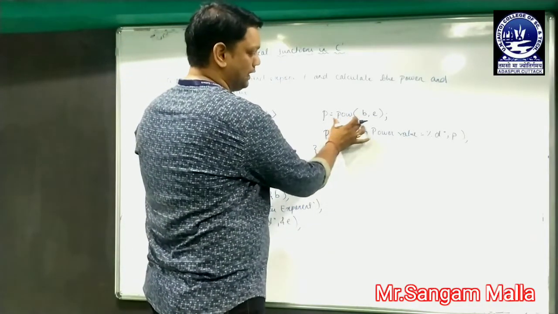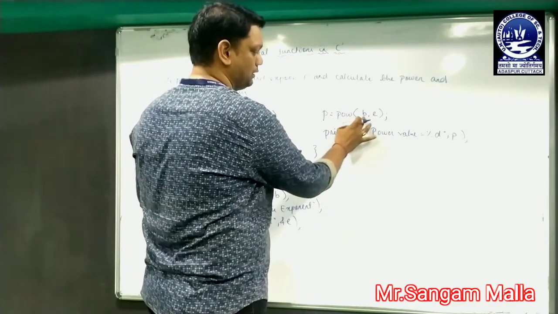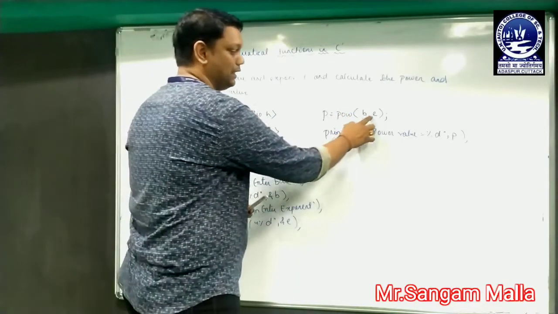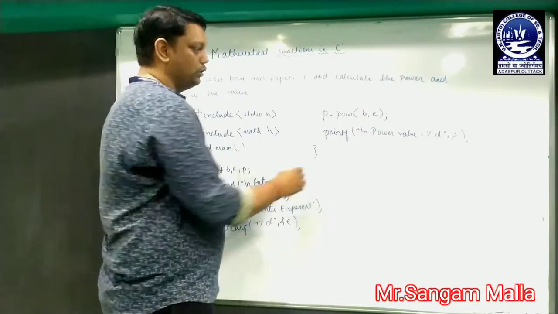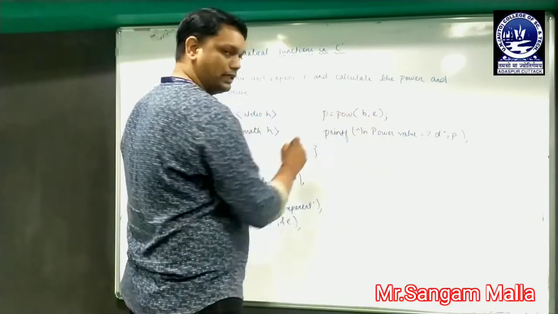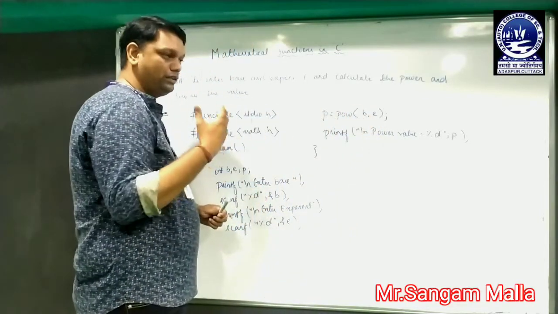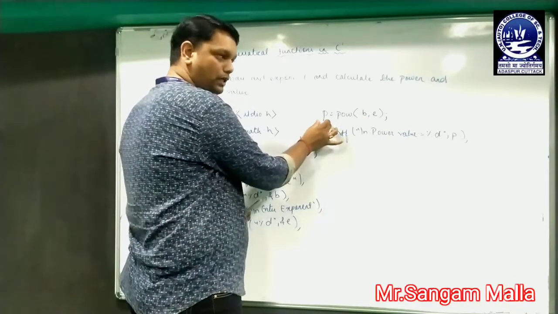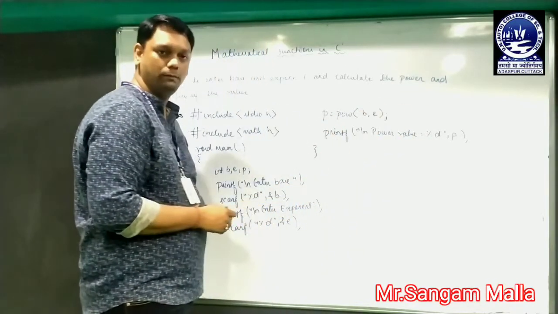So the syntax of the power function or pow function is, the first argument should be base and the second argument should be exponent. So first we have taken base and then we have taken exponent. So whatever value the user enters, it will calculate the power and store it in p, and finally it will display the value.